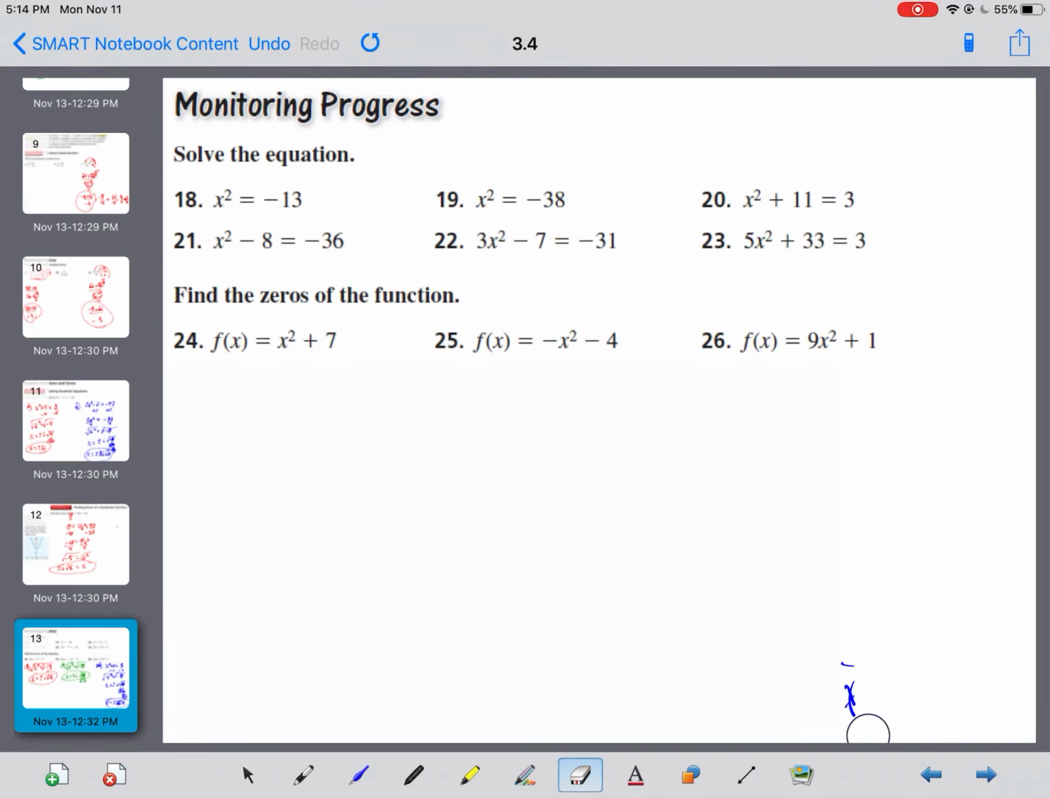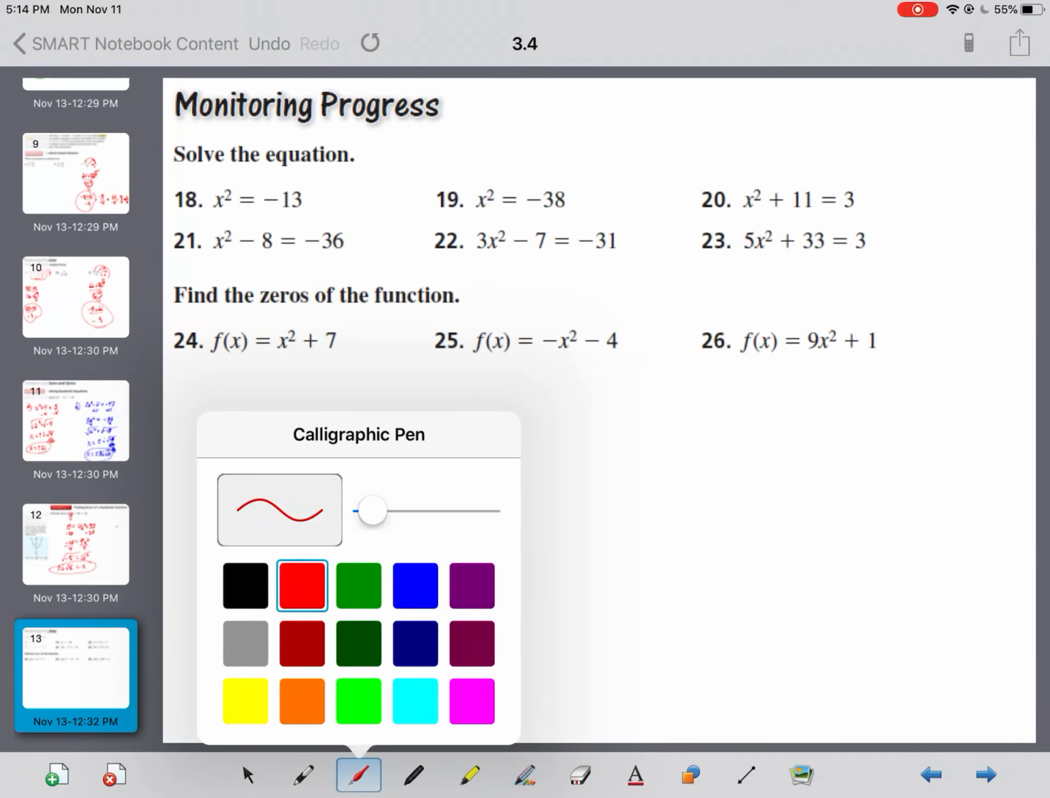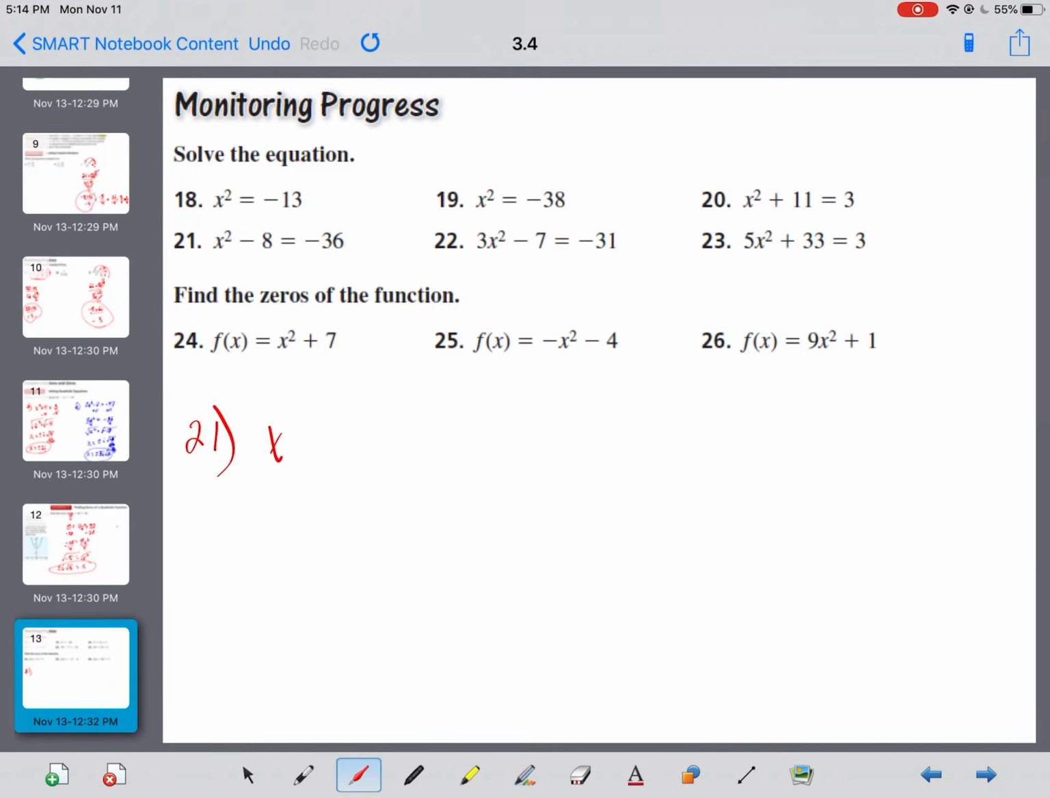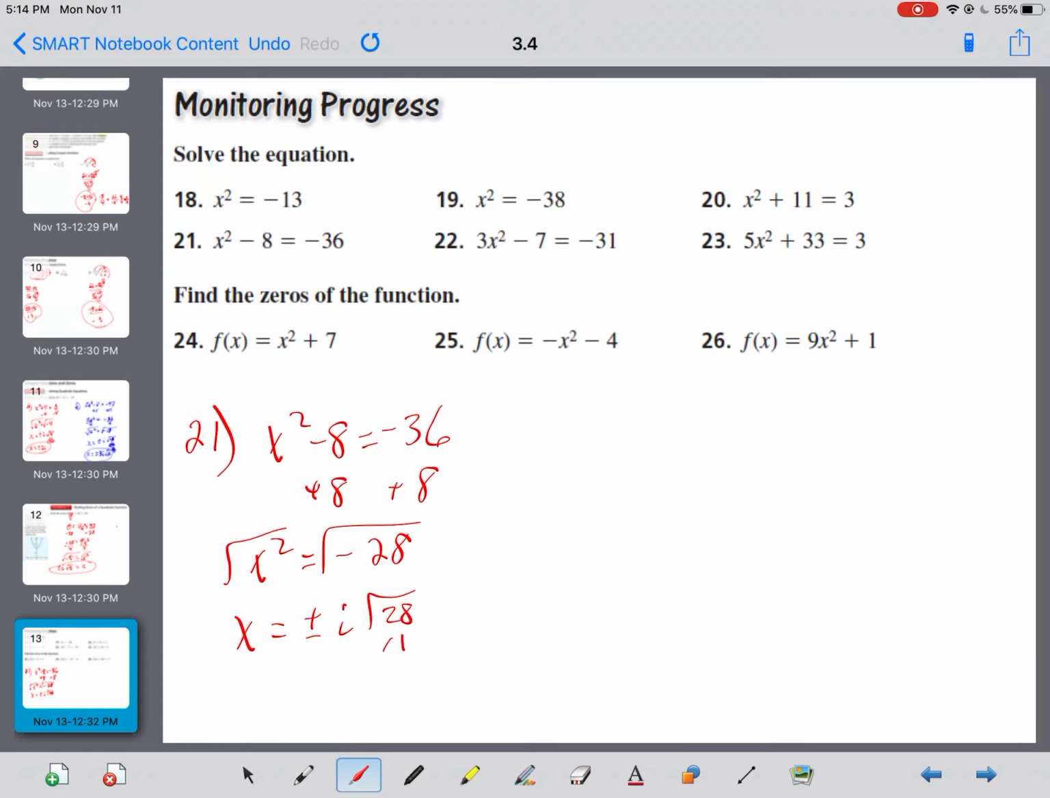21, 22, 23. Start with the red. 21. X squared minus 8 equals negative 36. Add 8. X squared equals negative, let's see, 6 down, we got 2 left, negative 28. Square root. X equals plus or minus i square root of 28. 4 and 7, 2 and 2. So x equals plus or minus 2i square root of 7. Stay just like that.